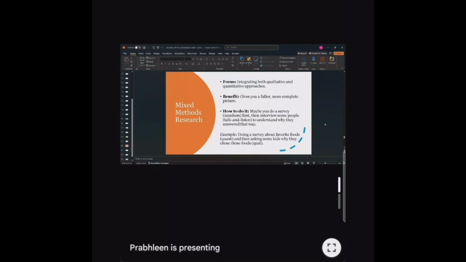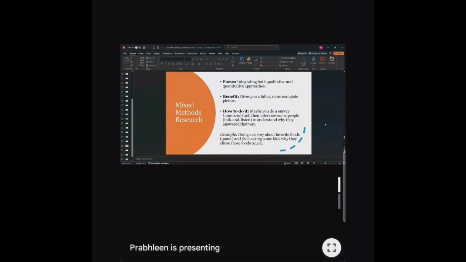For example, if I'm doing a survey on favorite foods, like what do they like? Do they like pizza? Do they like homemade food? After doing the survey, I'll go for an interview and ask the kids, okay, why did they choose fast food or why did they choose this food? So I'm basically doing fuller research. I'll get a better picture because I'm using both methods. But mixed method research is a little time consuming. First, its cost is high, and sometimes the answers in the interview and the questionnaire might not match.